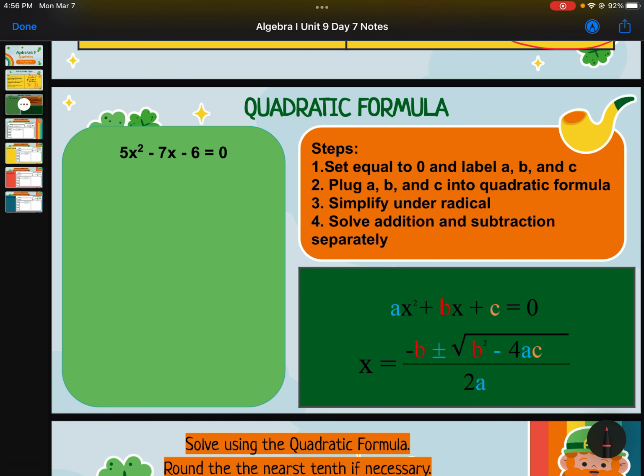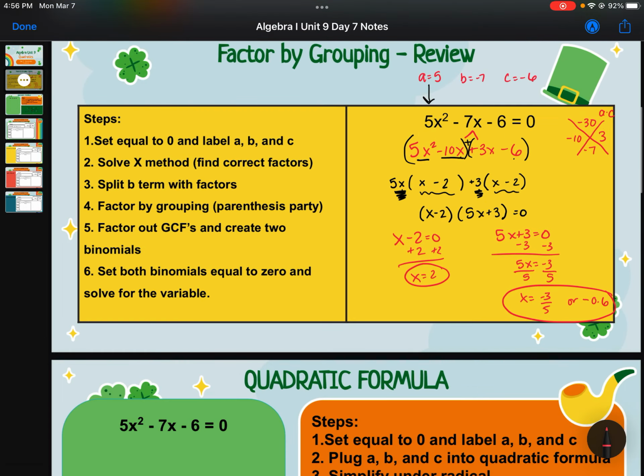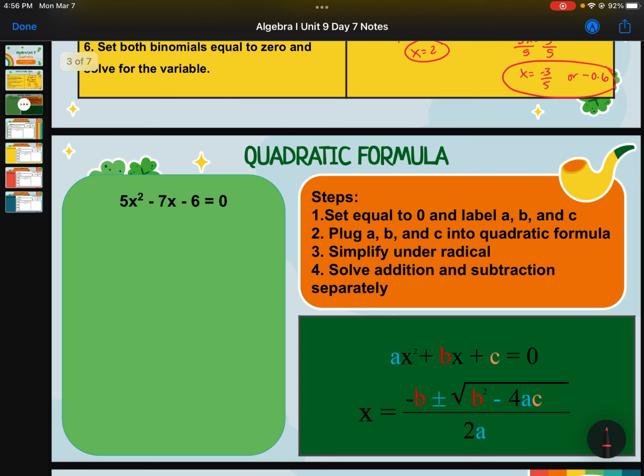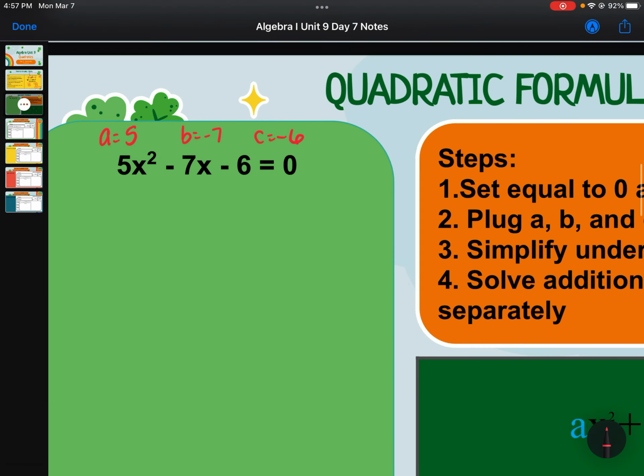Now, sometimes we need to use a different method. If we can't use the x method, we can't find our factors that multiply to -30, add to -7, then the quadratic formula is a good fallback method. And sometimes you have to use the quadratic formula. So our steps here are to set everything equal to 0 and label your A, B, and C. So same first step. So let's look. A equals 5, B equals -7, C equals -6. It's the same problem. I'm going to show you a secondary method to use.